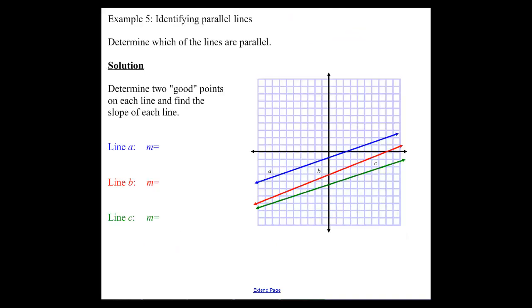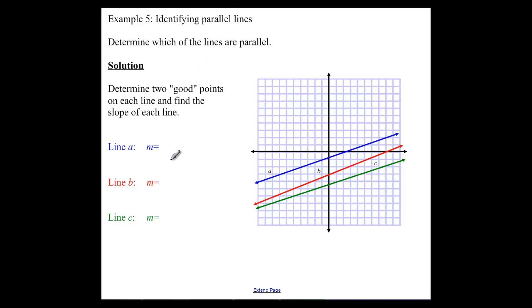The last example that we're going to talk about is using what we know about slope to identify parallel lines. So here's what this example is asking us. Determine which of these lines are parallel, line A, B, or C. Obviously, I think that you can take a look at these and make a pretty good guess that A and C are parallel. But we're going to set out to actually prove it, to prove that our instincts are right.